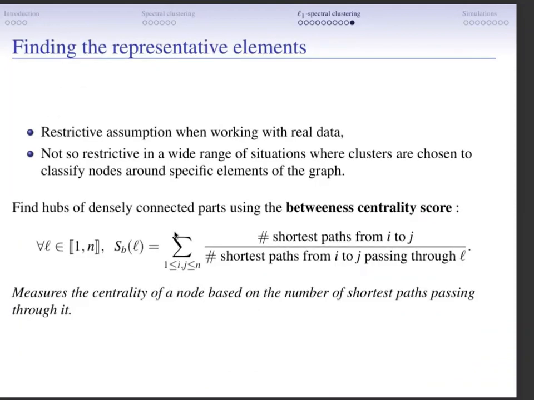And to finish with this part, how you can find the representative elements. When you work with real data, it can be a restrictive assumption, but when you work with biologists, they always have some ideas of which genes are very interesting. So they can give you a list of genes, and you try to find clusters centered on these genes. But you can also use, for example, the betweenness centrality score to find hubs in your graph, and then you use your algorithm to find clusters centered around these hubs.